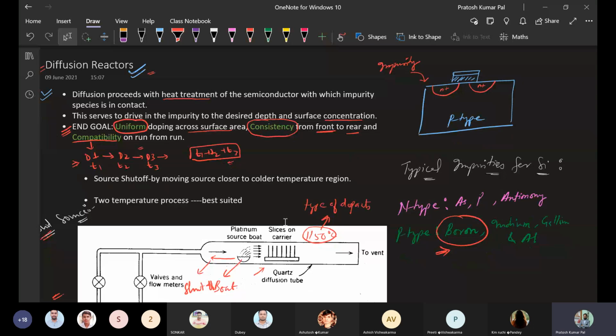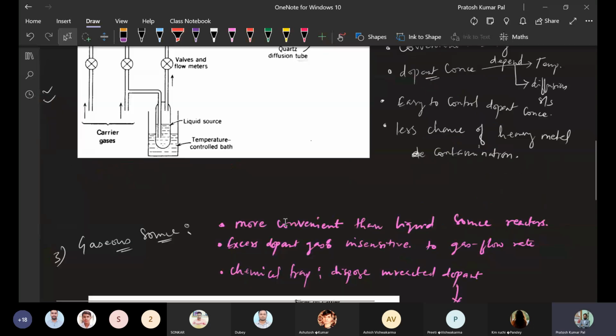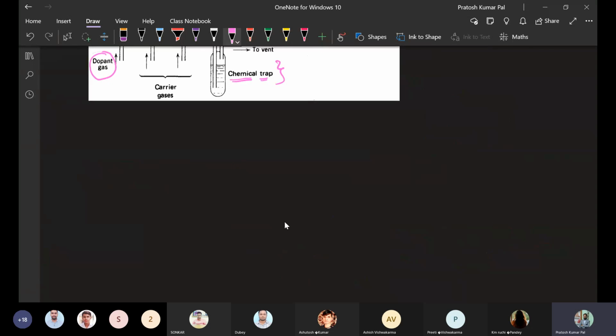From the next class, we will see different types of dopants. We have seen boron, phosphorus, and arsenic. So what type of boron dopant, either liquid, gas, or solid, is suitable for diffusion? Whichever is used, we will check this in the next class.